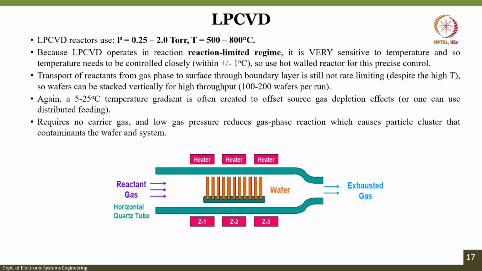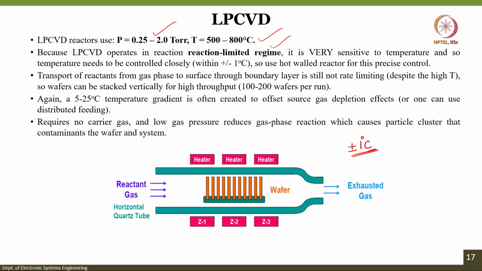Now the figure just shows the basics of a LPCVD process. So as we mentioned, in LPCVD or low pressure CVD, the pressure would be kept very low and the temperature would be sufficiently high, about 500 to 800 degrees Celsius, and as we mentioned in the previous slide, surface reaction rate is a rate limiting step, and so LPCVD operates in a reaction limited regime. To increase the reaction rate, you have to increase the temperature, and since temperature sensitivity is very high, the entire chamber should be designed such that we have a plus or minus 1 degree Celsius control over the reaction temperature.